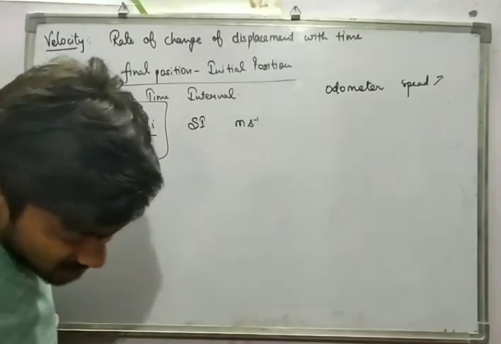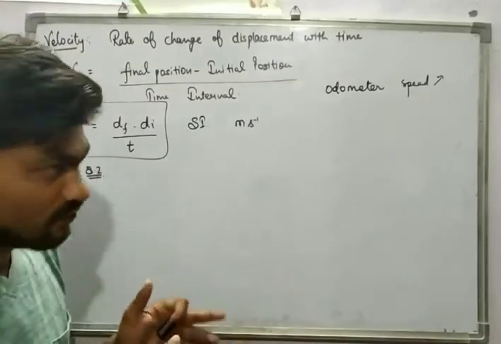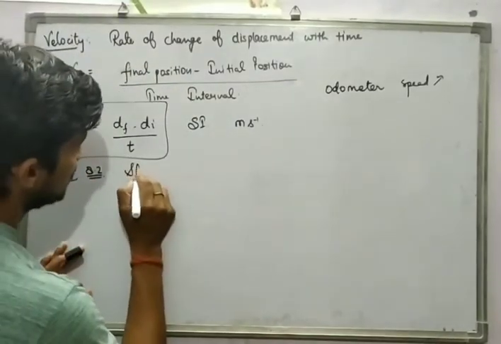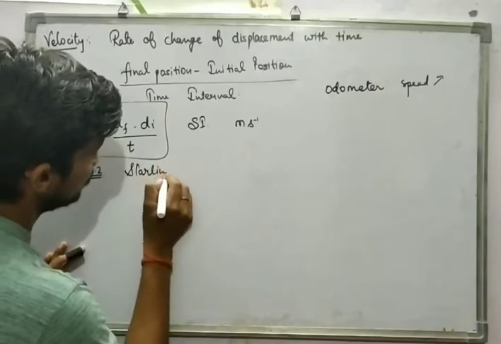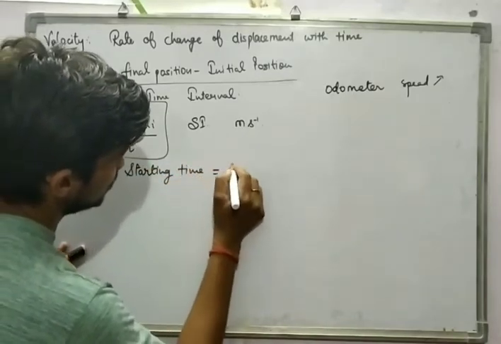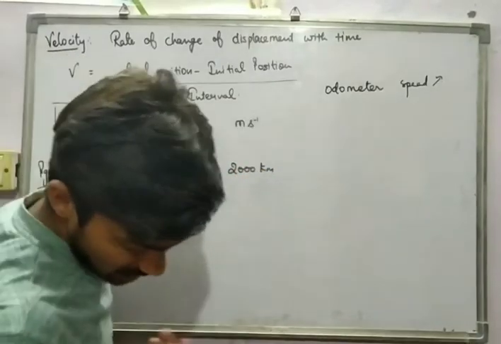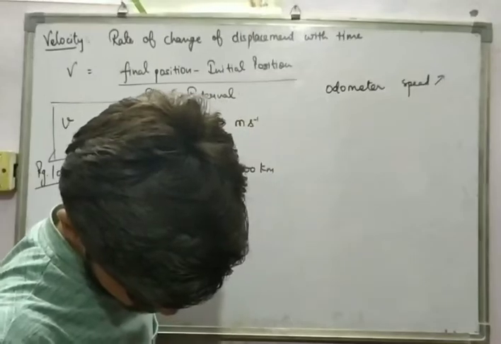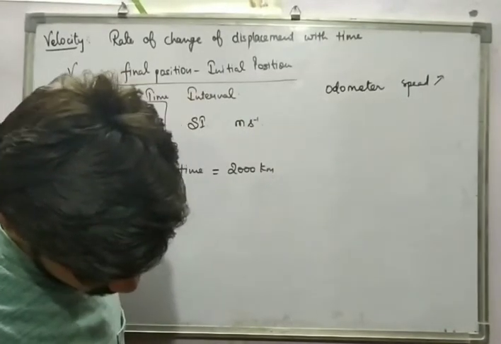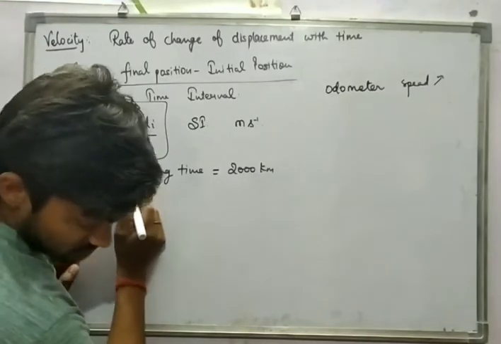It is given, if the odometer of a car reads 2000 km at the start of a trip, means starting time, the distance covered was 2000 km. No problem. After 8 hours, it reads 2400 km.